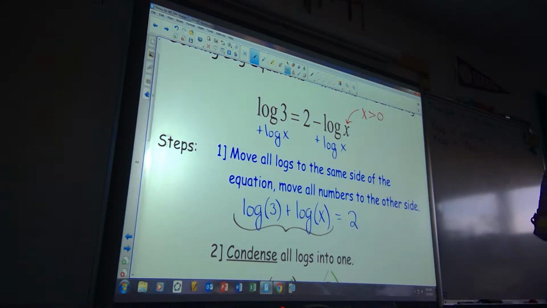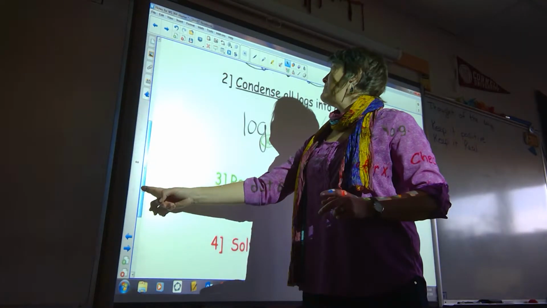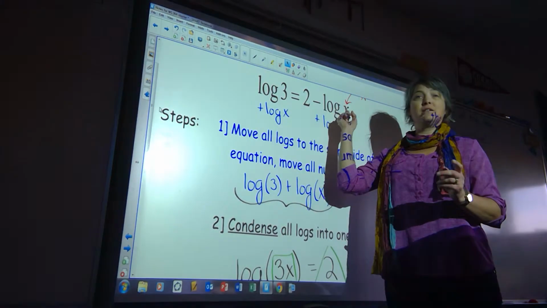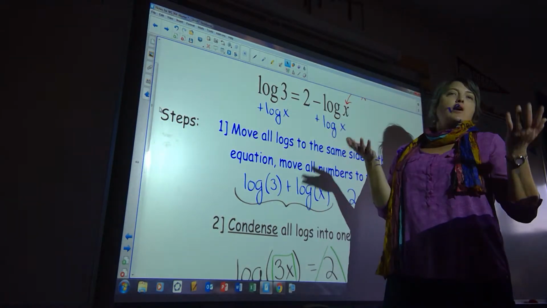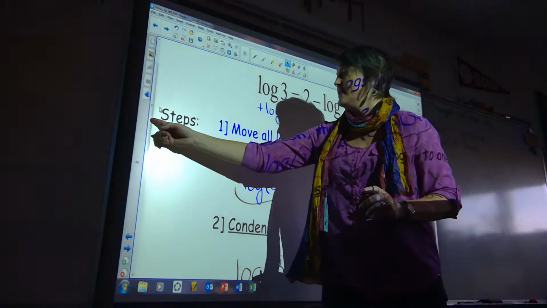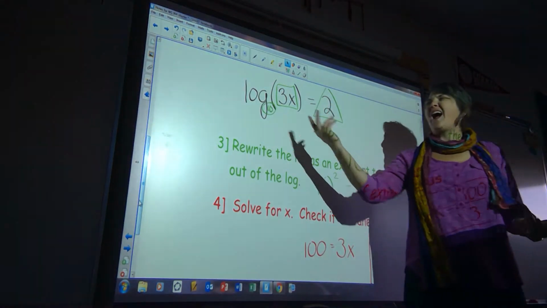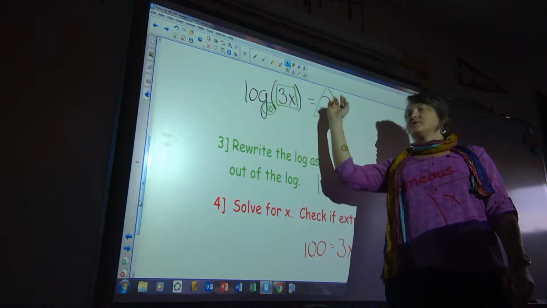Where did you get the 10? Or do you just apply it? Well, remember that any log that doesn't have a base number written is automatically base 10. So this problem started off as a base 10 problem. And so when I condensed it down to a single log and I needed to rewrite it, I just put the 10 in there as a reminder, okay, I'm going to have base 10 to the power of 2 equals 3x.